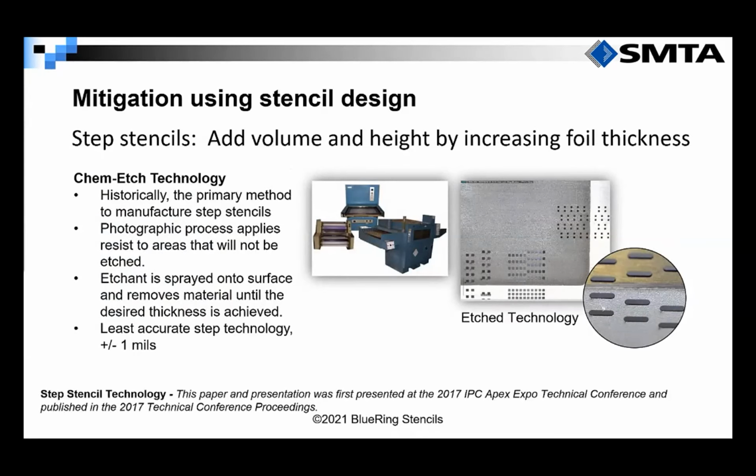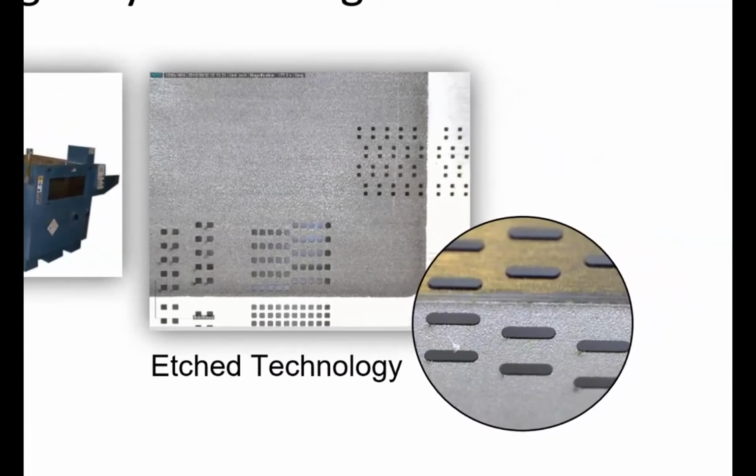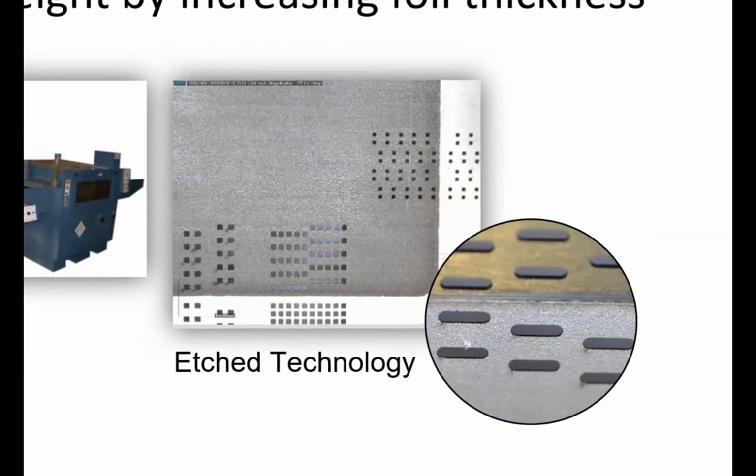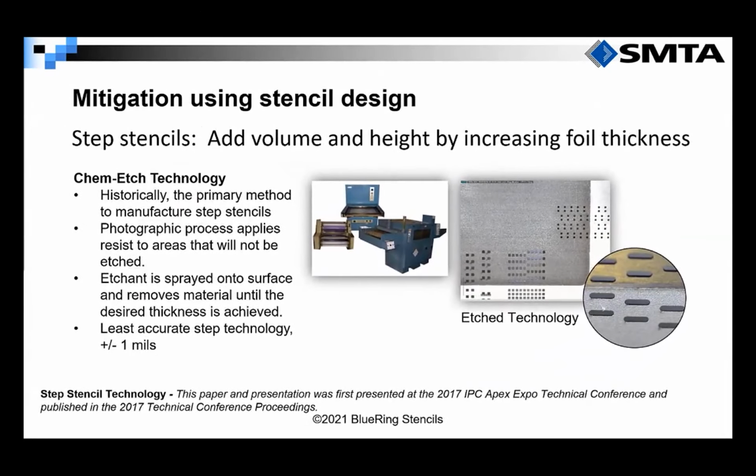This process uses hazardous materials and creates hazardous waste and is the least accurate technology available to produce step stencils. The biggest concern I have with using the chem etch process is the satin or semi-rough type surface finish it produces. And you can see that here in that right picture just above the words etched technology. I've seen in so many cases where flux is left behind on the etched surface of step stencils and always wonder how much flux is being robbed by the surface of the stencil.